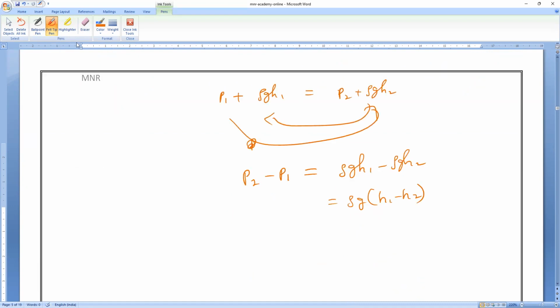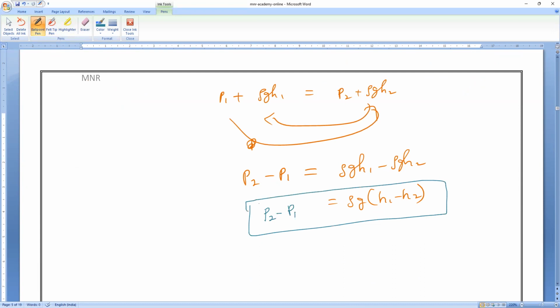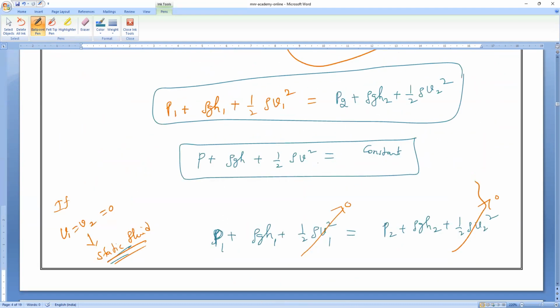This is what I taught you at the start of today's class also, static pressure. If it is a static fluid, P2 minus P1 equals rho G into H1 minus H2. Will you all agree with me, guys? Everybody understanding? If it is a static fluid, this is the relation. If it is a moving fluid, this is the relation.